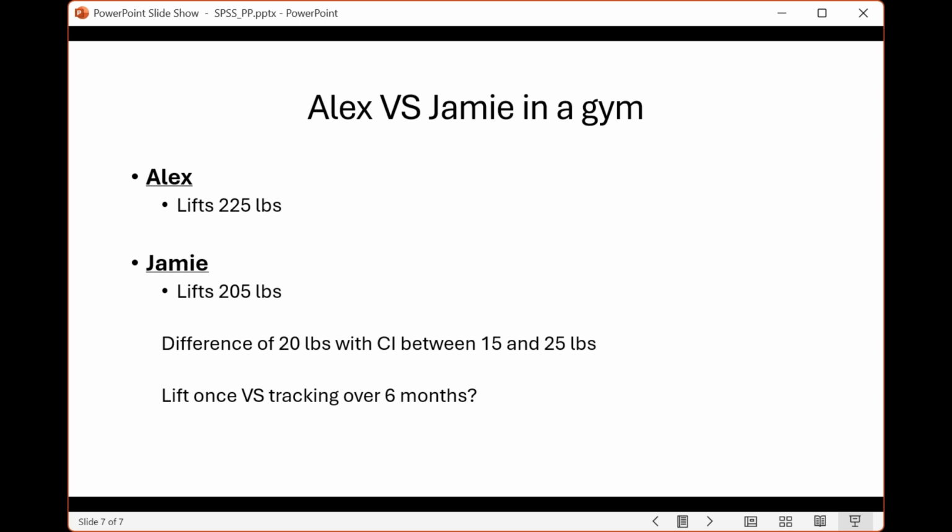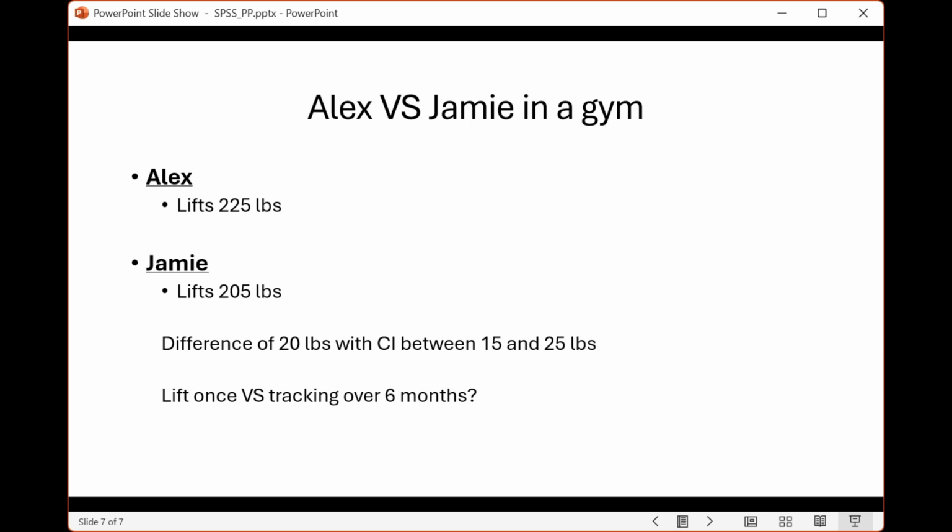Now, when it comes to the degrees of freedom, or df, that's about how much data we've got. Think of it like this. If you've only seen Alex and Jamie lift once, you're guessing. But if you're tracking their workouts for six months, that's evidence. That's your degrees of freedom. In our bank test, the degrees of freedom was over 3,300. That's like saying we've got data from thousands of gym sessions. We're not guessing, we're making a conclusion based on a lot of observations.